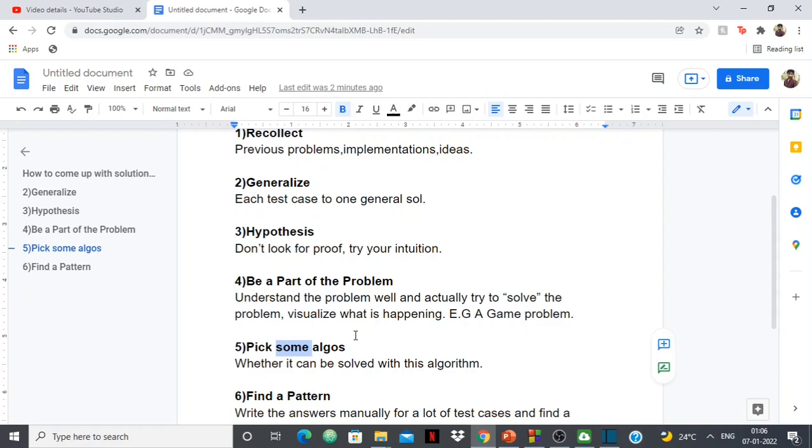But think what algorithm will work, and after you've thought, after you've gotten that okay, this algorithm will work, then implement it. So pick some algorithms, like for an array, whether sorting will work, whether binary search will work, whether divide and conquer will work. Think what algorithms you know. For example, if it's a math problem, what algorithm can be used? Think about it, give it some thought, and then whatever algorithm seems to fit to solve the problem, implement that.